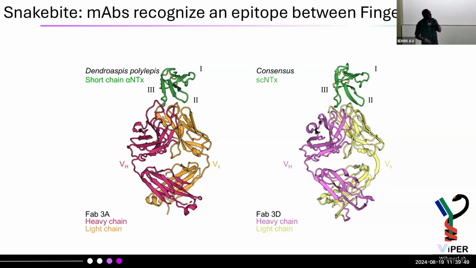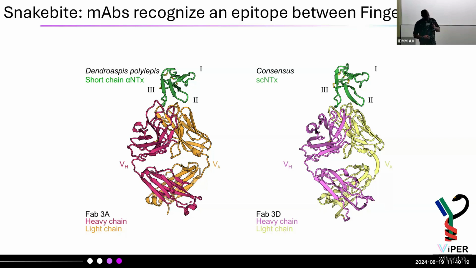But what we see is that they're binding between fingers 2 and 3, which is an important location for the binding of this toxin to the nicotinic acetylcholine receptor, which is the host receptor where these toxins are having their effect. And they have different ways of improving that binding. The antibody on the left, 3A, has a slightly longer CDRH2 loop over here, not present in 3D. And that loop adds an extra bit of binding surface to give the antibody extra affinity.